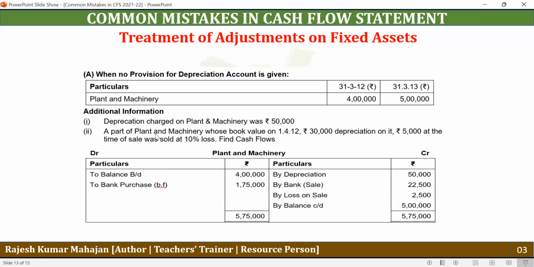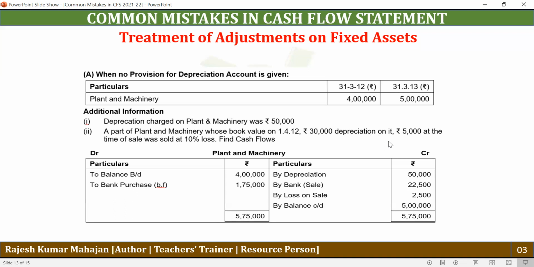Here under the adjustment, what you are given is that a part of the plant and machinery, out of rupees 4 lakh, to the extent of 30,000 has been discarded, and it has been sold during the year. When it was sold during the year, till that time depreciation was provided for 5,000.